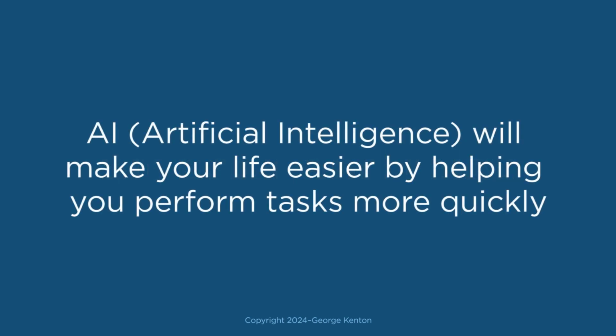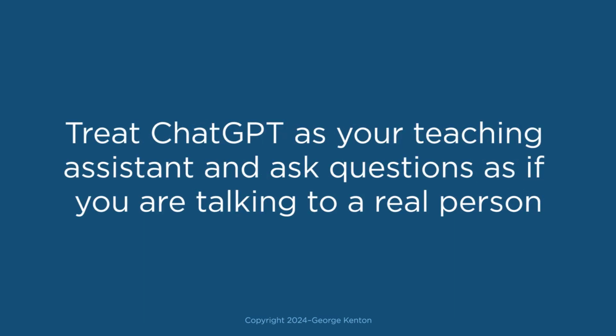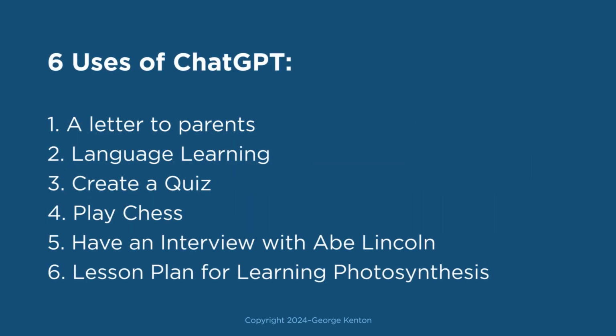What is AI? AI stands for artificial intelligence, and it will make your life easier by helping you perform tasks much more quickly. The theme that I want you to see as we go through the different tasks for AI is that when using ChatGPT, treat it as your teaching assistant and ask questions as if you were talking to a real person. We'll show you each of these 6 uses: writing a letter to parents, learning a language, creating a quiz, playing chess, having an interview with Abe Lincoln, and producing a lesson plan for learning photosynthesis.